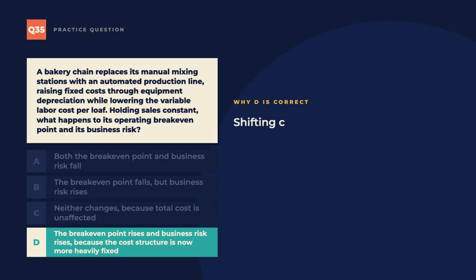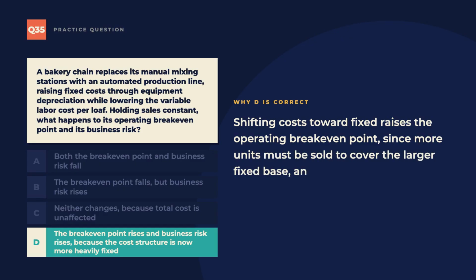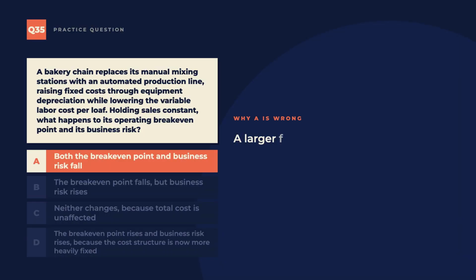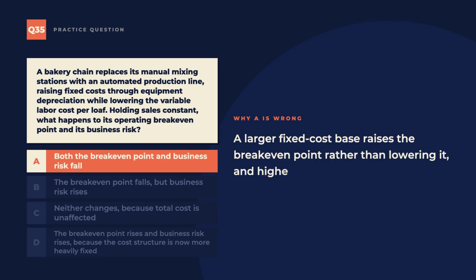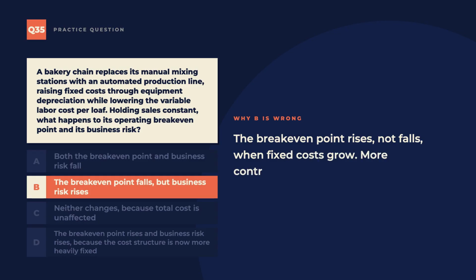D is correct because shifting costs toward fixed raises the operating break-even point, since more units must be sold to cover the larger fixed base, and it raises the degree of operating leverage, which increases business risk. EBIT now swings harder in both directions as sales move. A is wrong because a larger fixed cost base raises the break-even point rather than lowering it, and higher operating leverage raises business risk rather than reducing it. B is wrong because the break-even point rises, not falls, when fixed costs grow. More contribution is needed to cover the bigger fixed base.